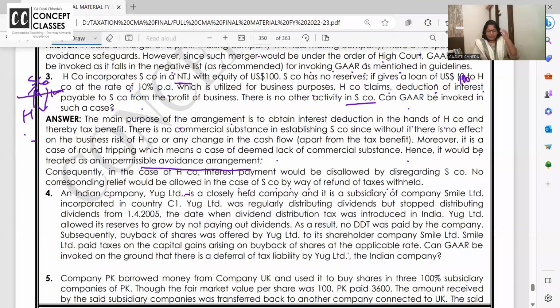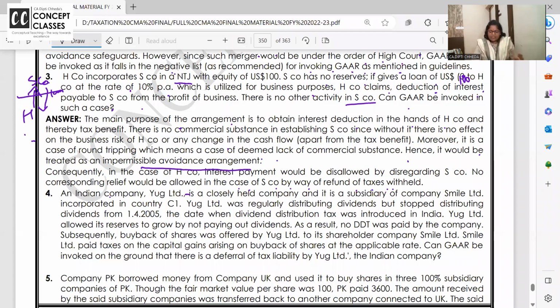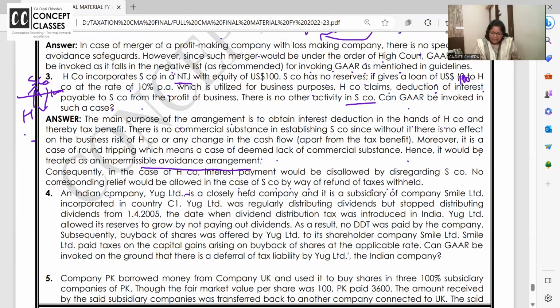Main purpose of the arrangement is to obtain interest deduction in the hands of the holding company, and there is no commercial substance in establishing ESCO, since without it there is no effect on the business risk of HCO and no change in the cash flow. Moreover, it is a case of round tripping, which means a case of deemed lack of commercial substance.